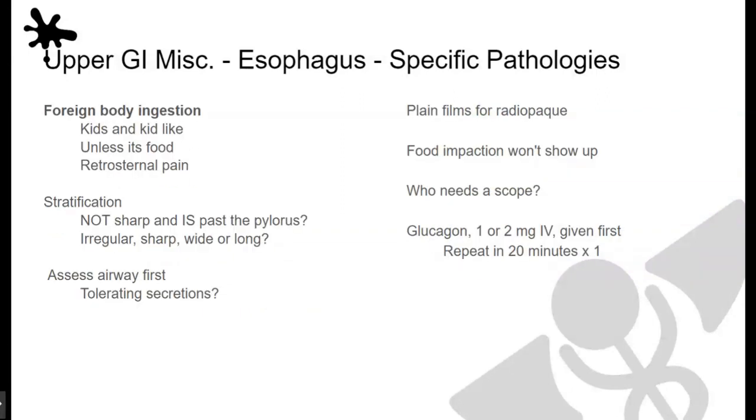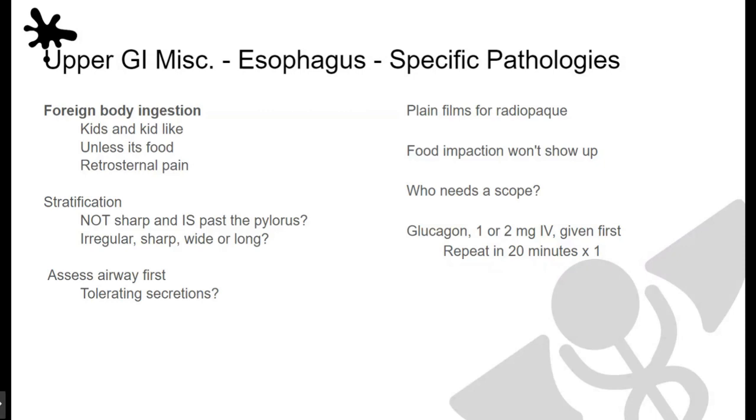Other specific pathologies for the esophagus is the foreign body ingestion, kids and kid-like, right? So, not just kids, but also those who maybe are mentally debilitated for whatever reason, whether it's a congenital issue or years of being sick, or maybe they have dementia in their old age. Those all can have foreign body ingestions.